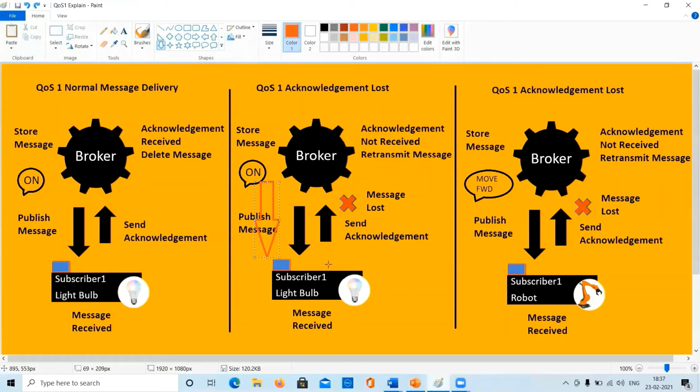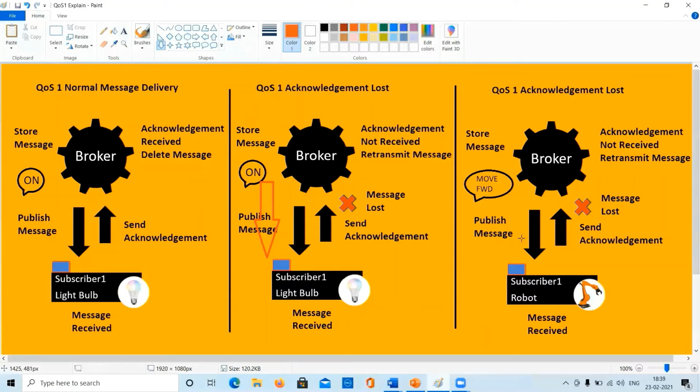And the answer is yes, because a message delivered to a light bulb once or 10 times doesn't make any difference. Let's consider another case. In this case, the subscriber is an industrial robot and it's waiting for a message to be delivered to it. Move forward. Now, what if this message is delivered to the robot 10 times? Can we afford this? Obviously not, because multiple delivery of this command will make the robot move in the forward direction more than required, and this may even lead to a physical hazard or accident.